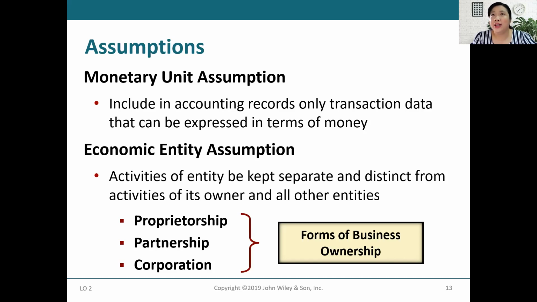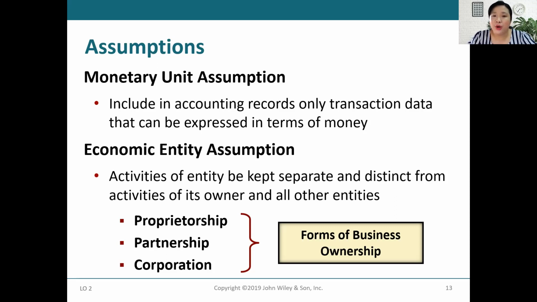Now, another example: we pay a salary to the employees, $200. This is a transaction that can be expressed in terms of money, so we need to record it. So the monetary unit assumption says we only include transactions that can be expressed in terms of money.